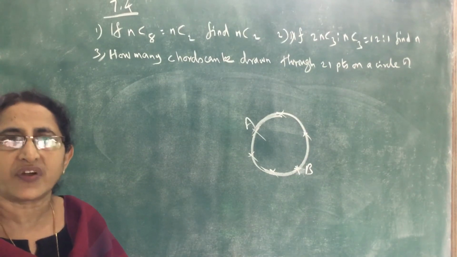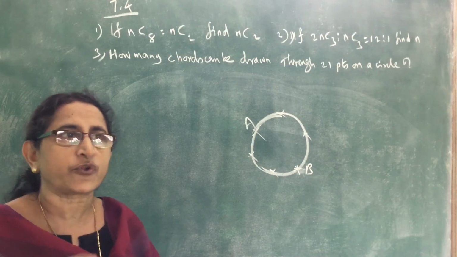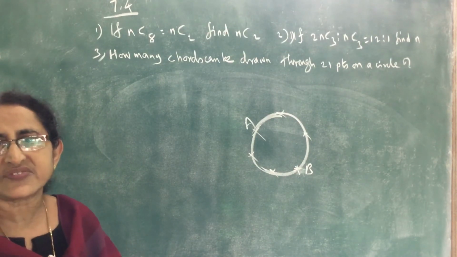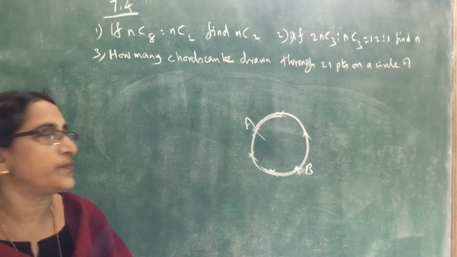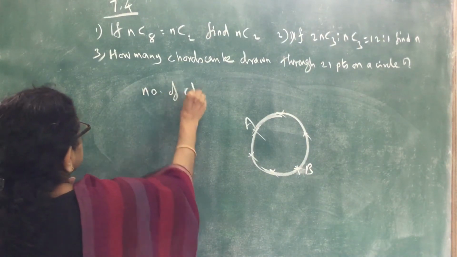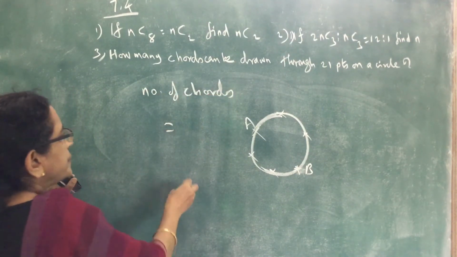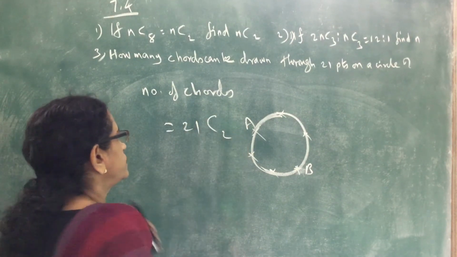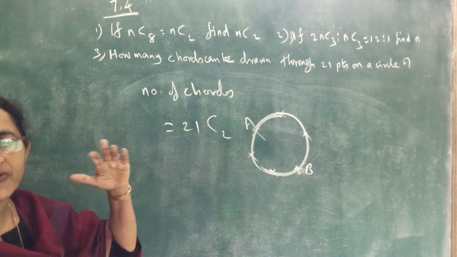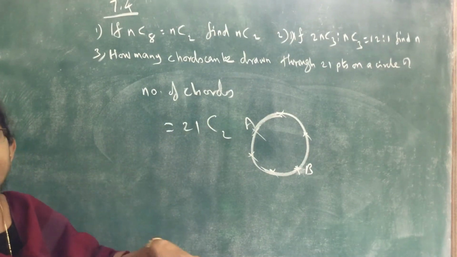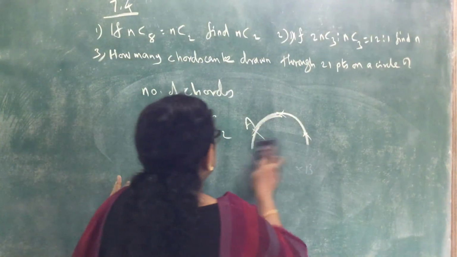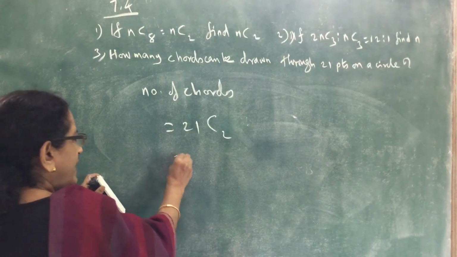That is same as 21C2, number of combinations of 21 objects taken 2 at a time. From 21, how many ways we can select 2? So the answer is the number of chords equal to 21C2. That means number of combinations of 21 points taken 2 at a time. So it is the number of chords. Now find the value of 21C2.